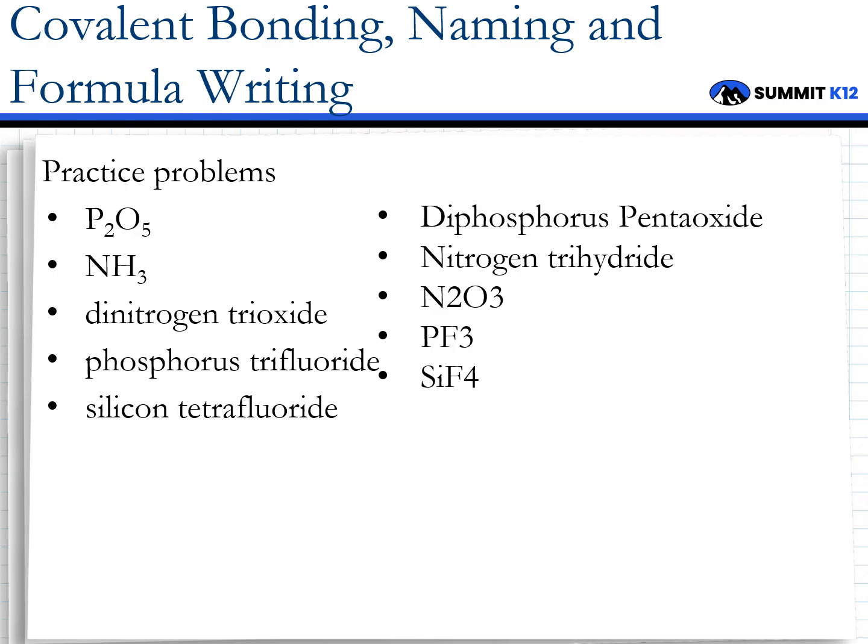Awesome. The element symbol for silicon is Si. The element symbol for fluoride is F. So we have F, and we have 4 fluorides because of the prefix tetra. So silicon tetrafluoride is SiF4.